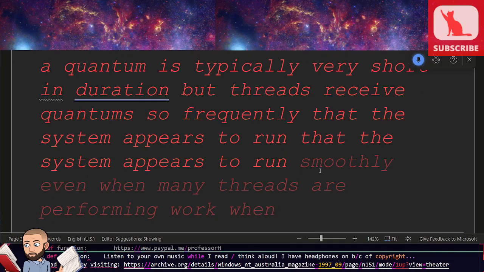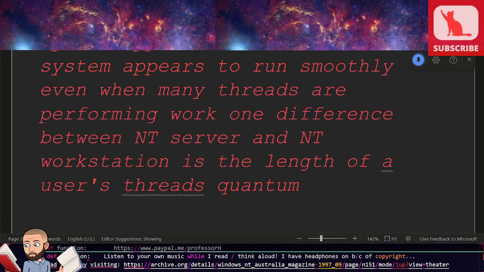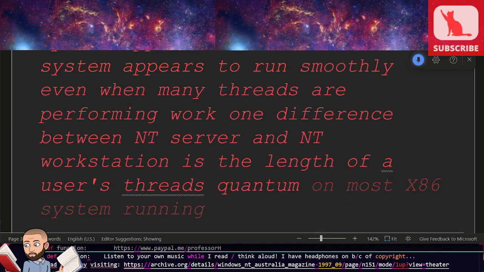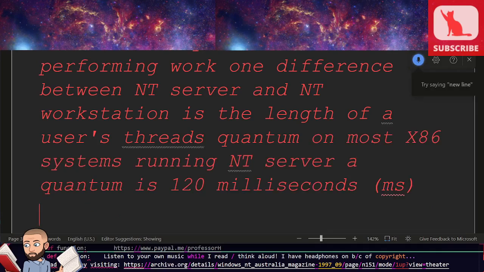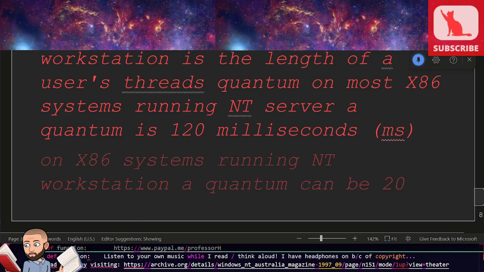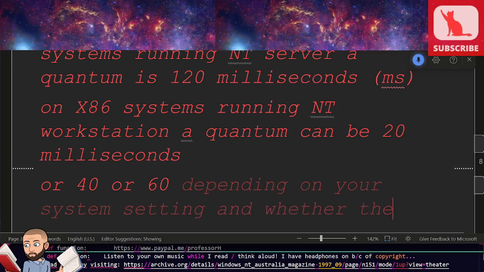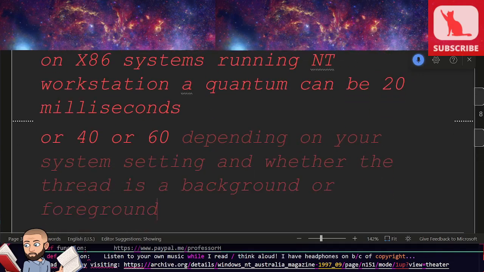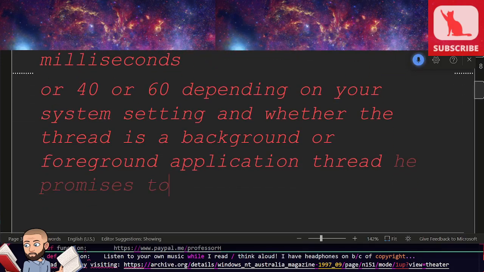One difference between NT Server and NT Workstation is the length of a user's thread's quantum. On most x86 systems running NT Server, a quantum is 120 milliseconds. On x86 systems running NT Workstation, a quantum can be 20 milliseconds, or 40, or 60, depending on your system setting and whether the thread is a background or foreground application thread. He promises to write more on this topic later.